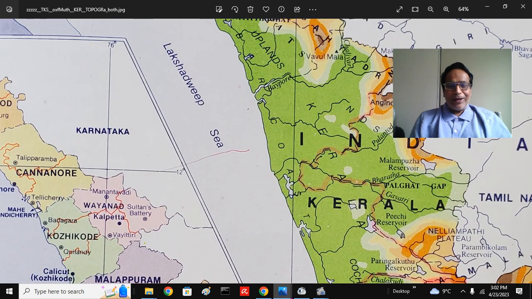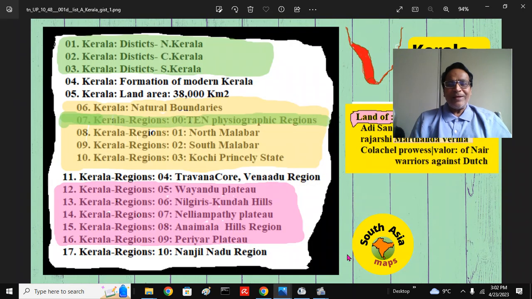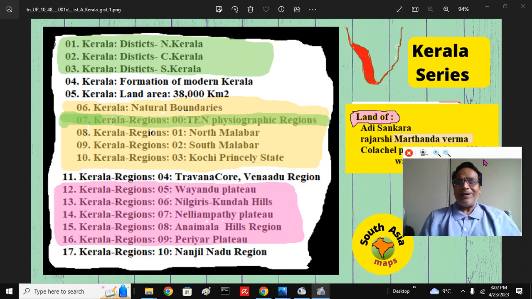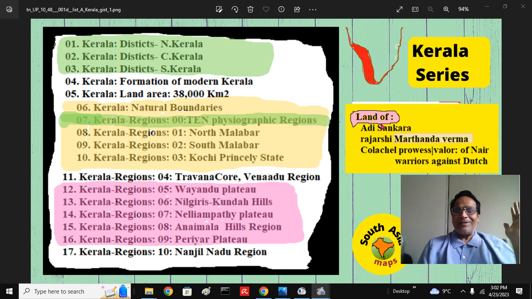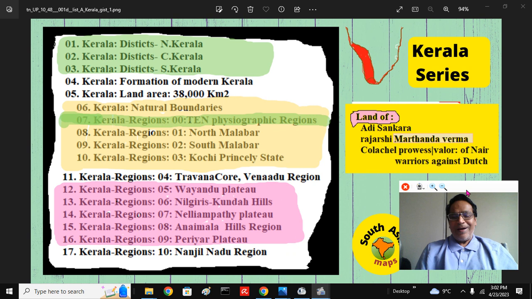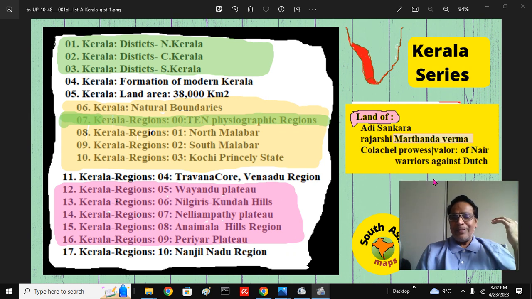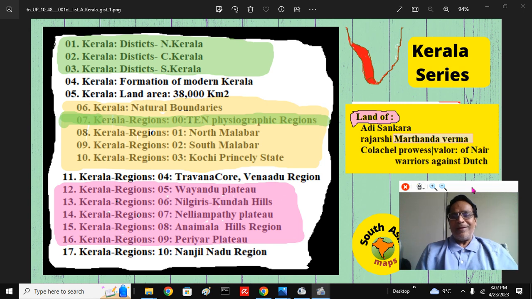I will see the map somewhere else. This is our series. You are aware of the Kerala series, the land of Adi Sankara, and Rajarshi Marthanda Varma, a very great ruler of the Kulasekara dynasty, who ruled the Travancore kingdom. He passed away in 1758. That is the time when the Maratha army reached from Cuttack to Attock, three years before the major Panipat battle. We are in North Malabar, part 8.